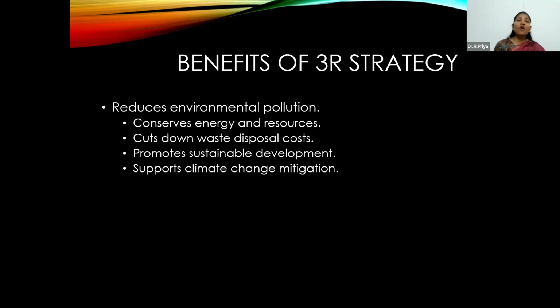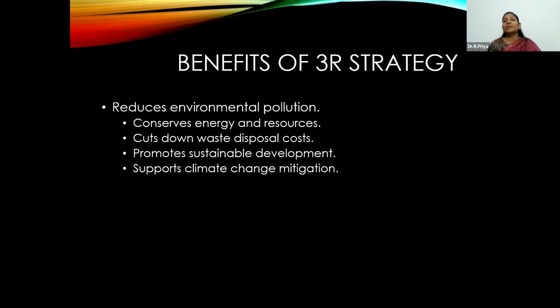So the fourth one is it promotes sustainable development. Sustainable development means meeting today's needs without harming the ability of future generations to meet their needs. So the 3R strategy supports this by encouraging responsible resource use, eco-friendly production, long-term environmental protection, etc.